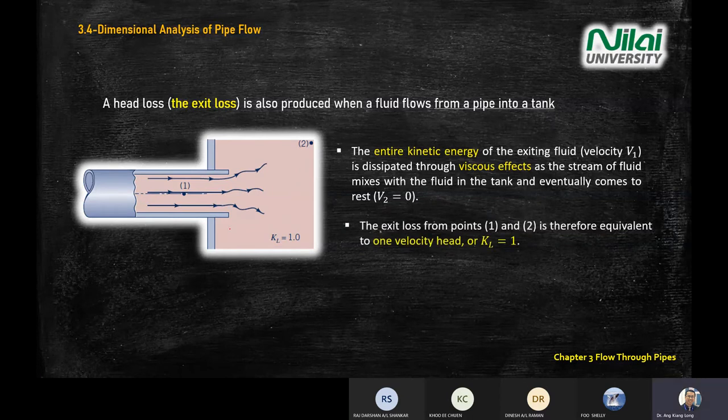Just to let you know, if you have a pipe going into a big tank, your KL is straight away equal to 1. This is a number, the hidden information. If in a test or exam you see a pipe go into a big tank of water, you can use KL equal to 1 in your calculation. But normally KL will be given, so don't worry.